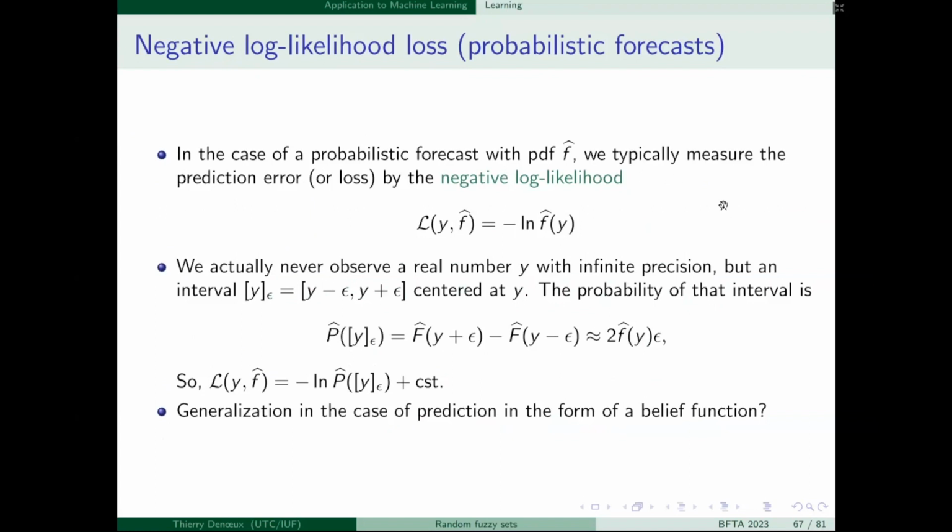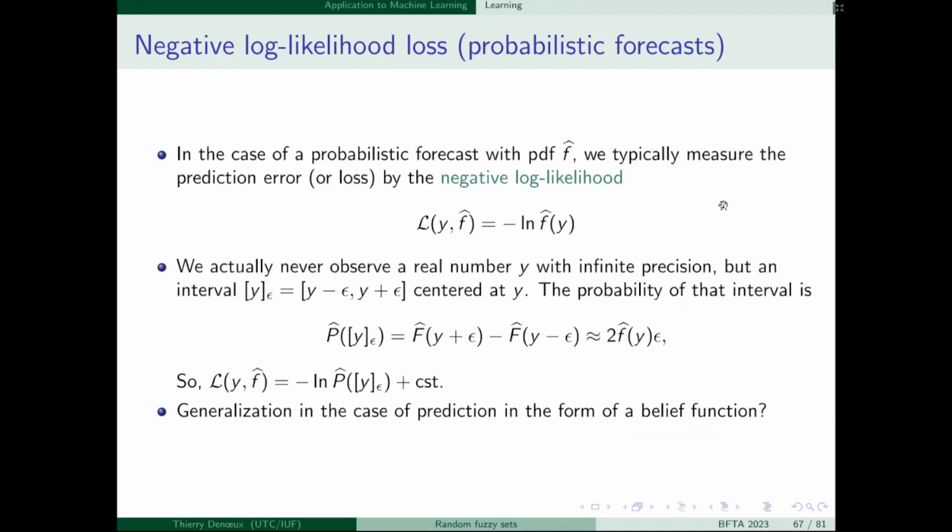Okay, what is the meaning of this? Actually, we never observe a real number y, because when we have some observation, there is also some precision. Some of you are engineers, you know that when you have a sensor, we have some precision. So the result of the measurement is never a real number.